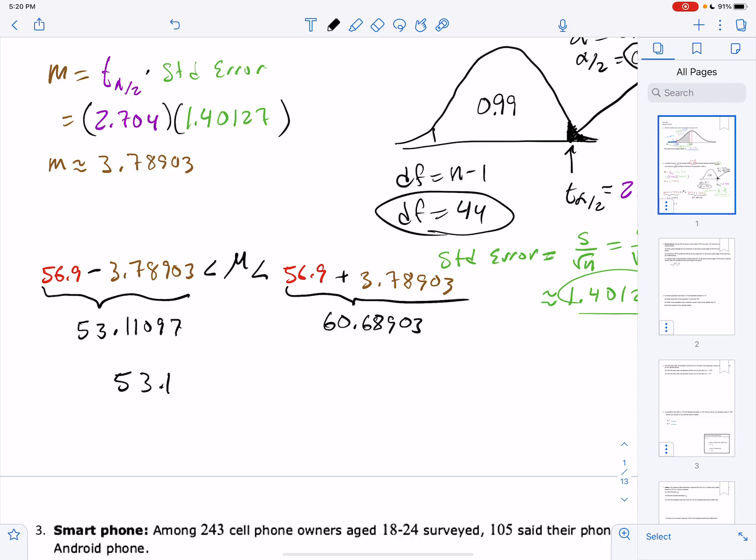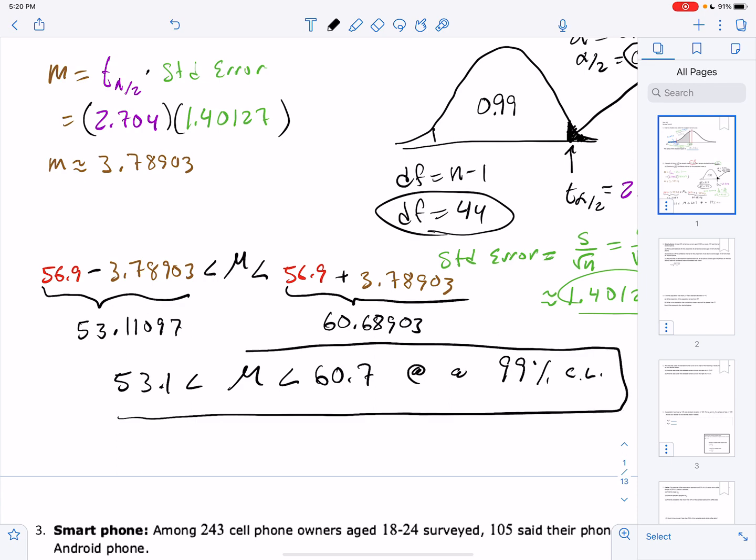So our confidence interval is 53.1 less than mu, and mu less than 60.7, and this is at a 99% confidence level. And we got that one done.